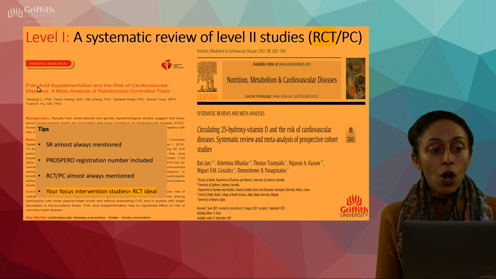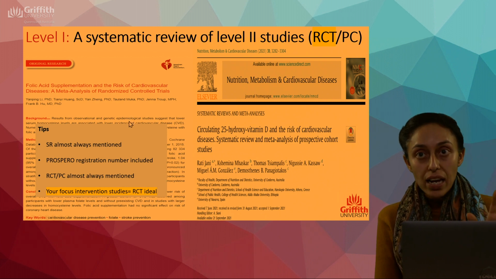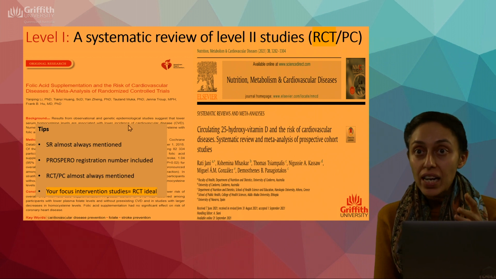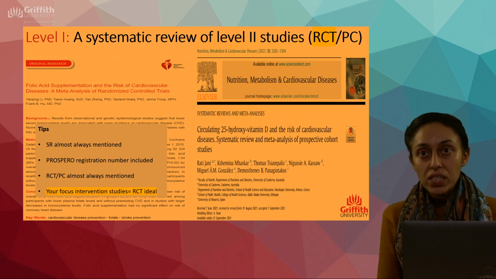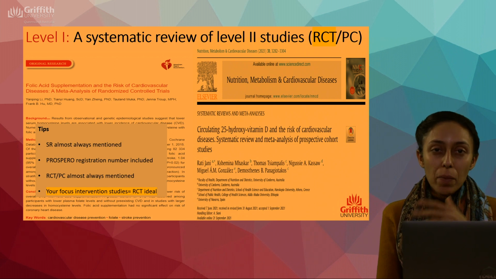So if we see folic acid supplementation on cardiovascular diseases, a meta-analysis of randomized control trials, and they have also done a systematic review in this. Okay, so it is not just a meta-analysis. Most of the time when they say they have done a meta-analysis, if you read the document, they have obviously done a systematic review to come to a meta-analysis stage. You cannot just do a meta-analysis without doing a good systematic review.